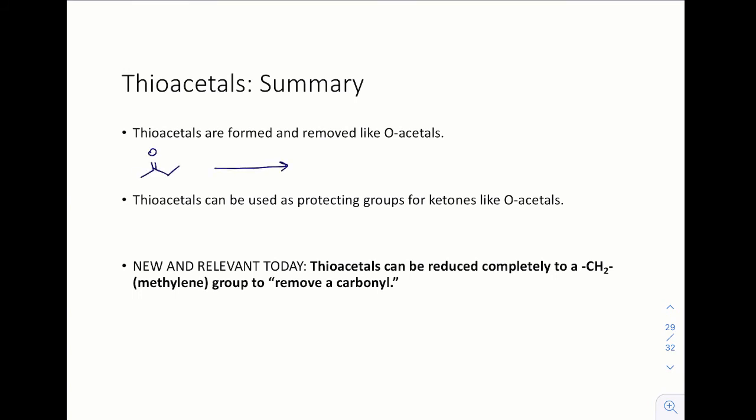So let's just summarize this. When we say formed like oxygen acetals, that means that there is catalytic acid in the presence of either a thiol or a dithiol to make either the acyclic or the cyclic thioacetal. And then, of course, the water byproduct, where the oxygen from the carbonyl leaves as water. So we formed the thioacetal from the ketone. And if you wanted, the thioacetal could be used as a protecting group. I have actually done that in my former life as a synthetic chemist. So it can be used as a protecting group.